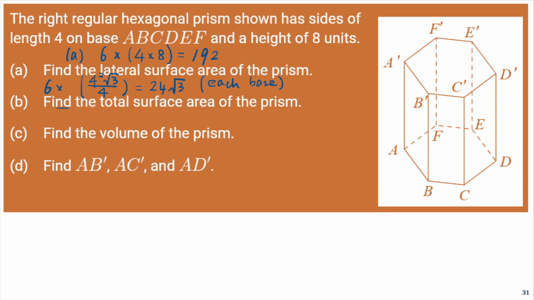Of course, this is the area of each of the bases. So the total surface area of the prism is given by 192 plus 2 times 24 square root 3, which gives us 192 plus 48 square root 3. Did you get it?